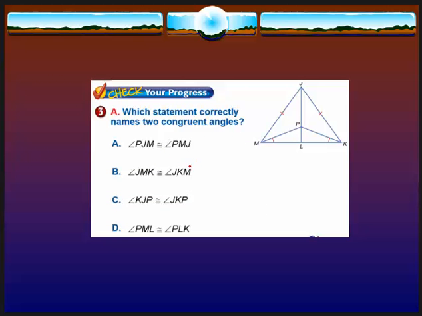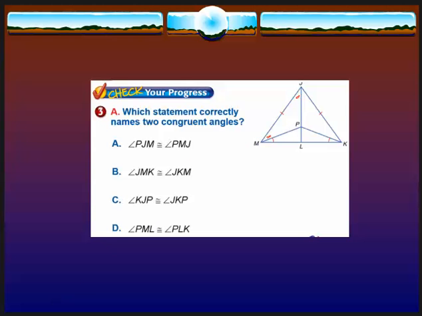Which statement correctly names two congruent angles? So I'm just going to go through here and see if this statement is true. PJM, so this one right here, I might just kind of mark it with a dot, and PMJ. Those may look congruent, but I don't have any congruency marks or measures telling me that those two are congruent. I don't know that this side is congruent to this side, so I cannot say that.